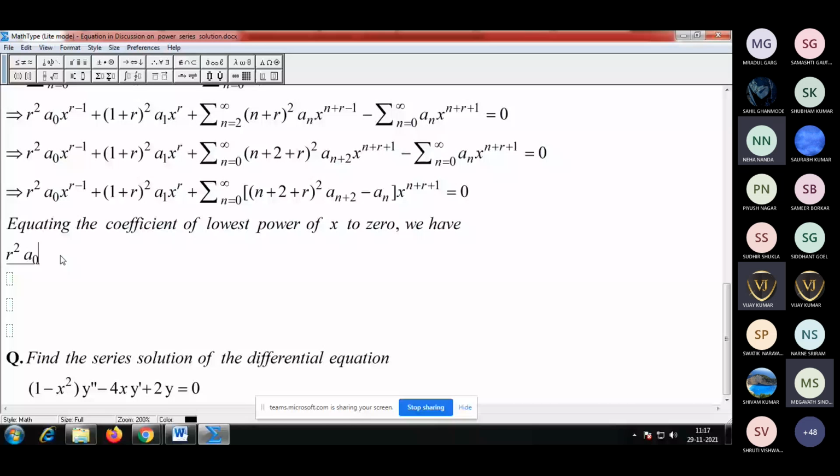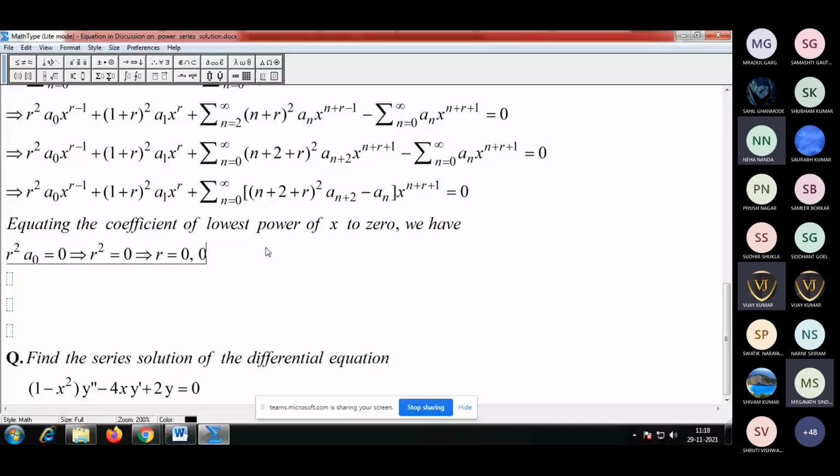This implies either r square is 0 or a naught is 0, but a naught can't be 0, because what will happen? All the constants will become 0 and we get the trivial solution, in which we are not interested. So r square equal to 0, and this implies the value of r is coming 0, 0. There are two values of r, but both are 0, meaning both are equal.